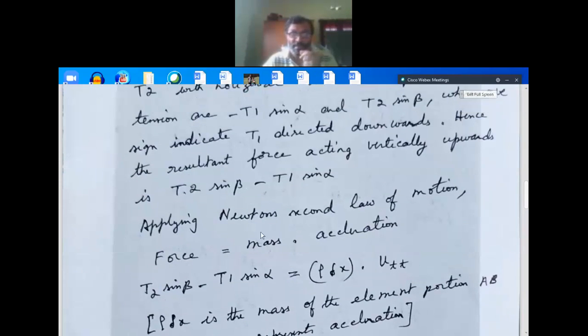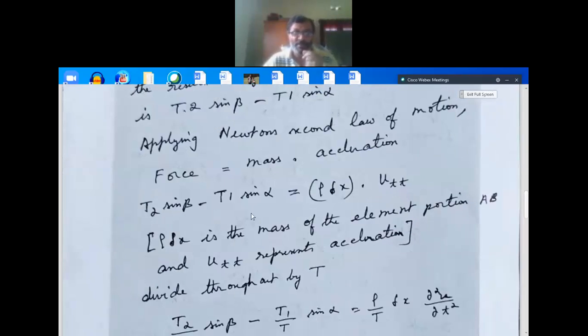Applying Newton's second law of motion, force is equal to mass into acceleration. So the total force is T2 sin beta minus T1 sin alpha. Mass is the density into the length, mass per unit length into the length, so rho into dx. UTT is the acceleration, because one differentiation with respect to t gives velocity and two differentiations give acceleration. So del squared u by del t squared is taken as UTT. Here rho into delta x is the mass of the elemental portion AB, and UTT represents acceleration.